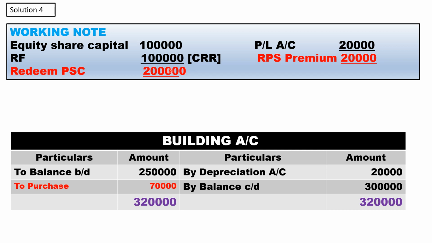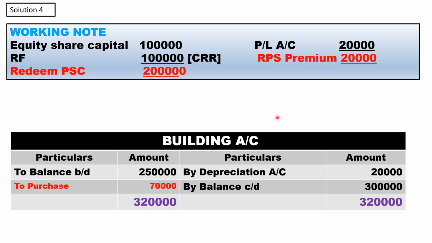So you got 1 lakh from new equity and 1 lakh from RF. So totally you are repaying 2 lakh plus 10% premium, that is 20,000. This 20,000 you got from PL account. So you should add this 20,000 in OA.